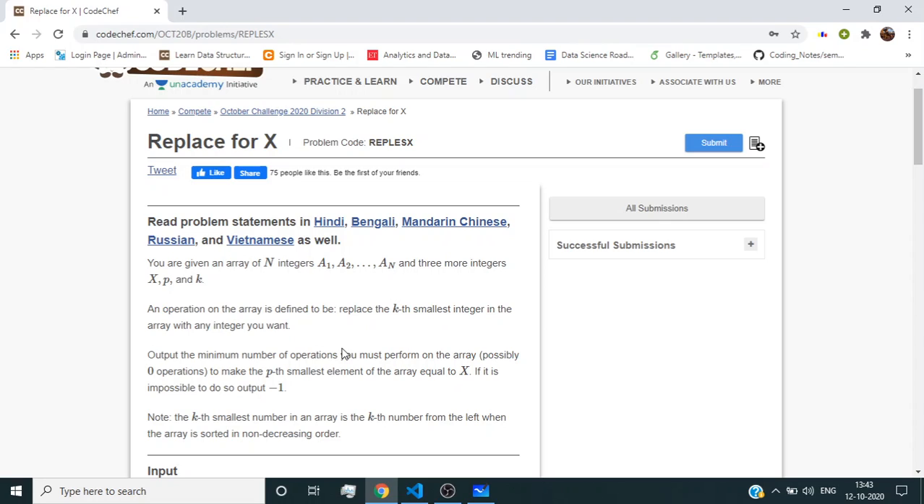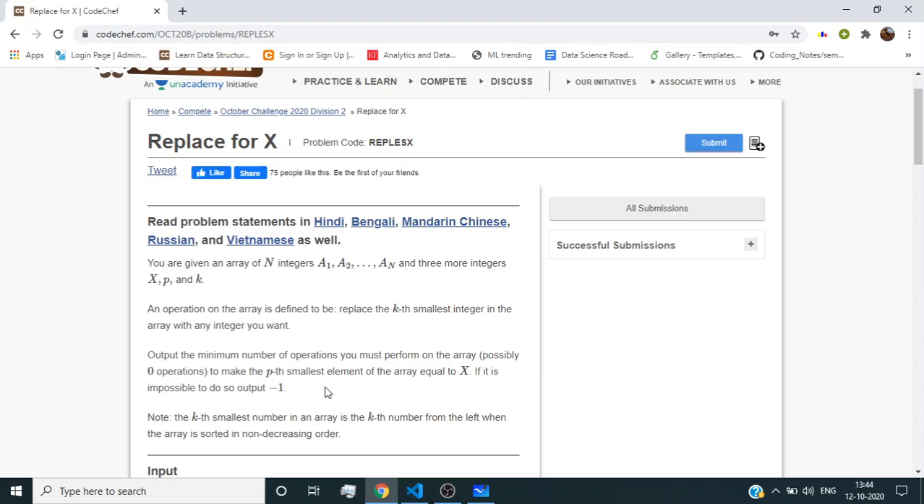An operation is defined in which we can substitute, or I would say replace, the kth smallest element. Basically the kth smallest element is found by sorting the entire array and going to the kth element, and we can change that element to whatever value we want. And we have to do the minimum number of operations.